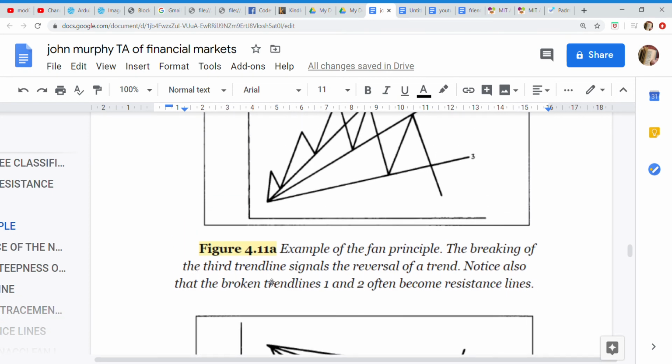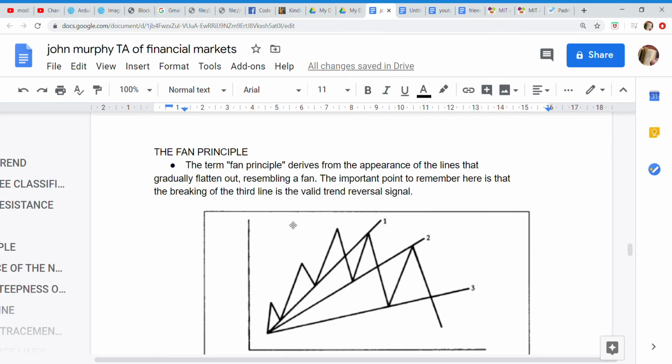The breaking of the third trend line signals the reversal of trend. Notice also that the broken trend lines 1 and 2 often become resistance lines. So this was the first uptrend line. It has become a resistance line now. So this is now the second trend line. So this is the fan principle. This is becoming a fan now. This is looking like a fan.